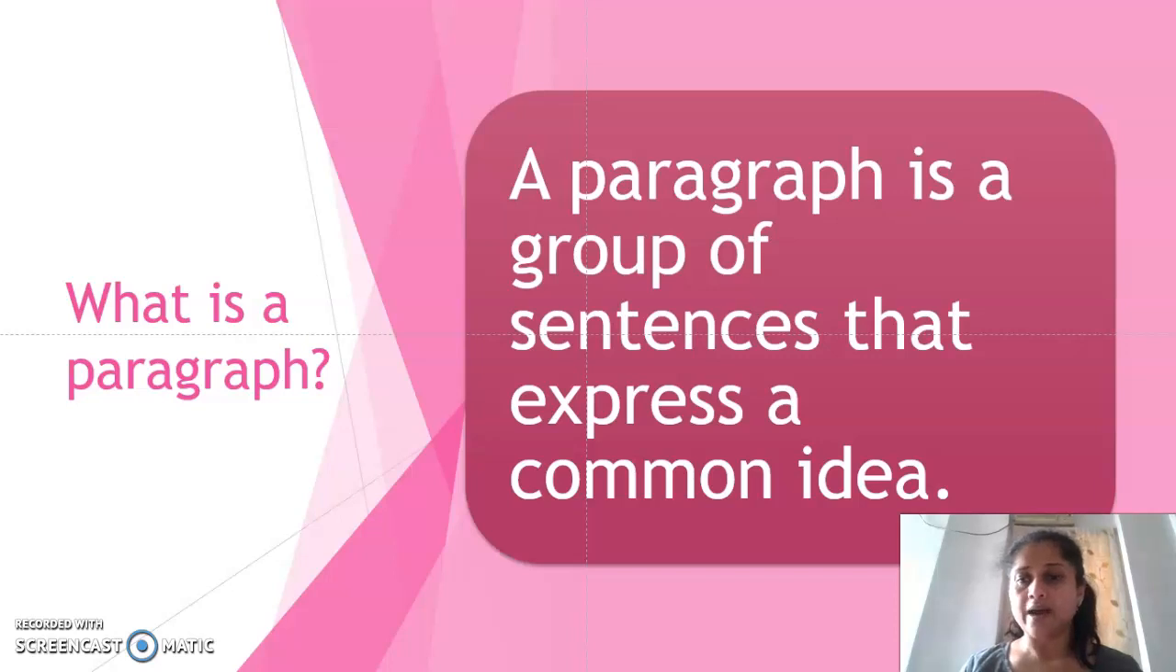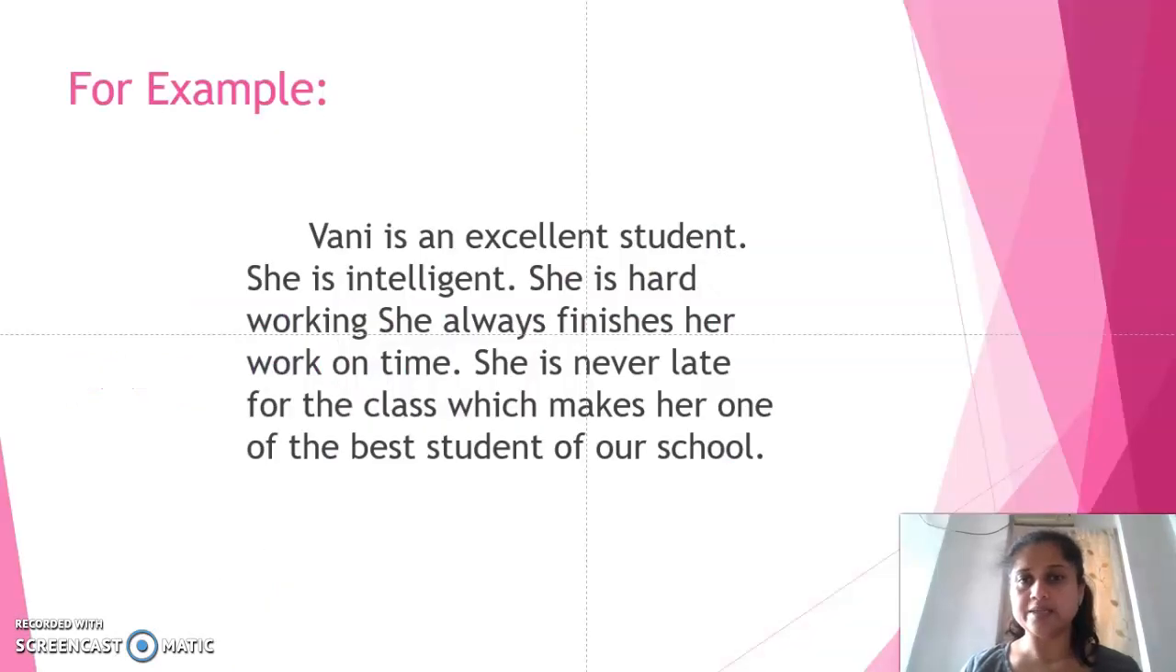We can understand it better by taking an example. Like, Vani is an excellent student. She is intelligent. She is hardworking. She also finishes her work on time. She is never late for the class, which makes her one of the best students of our school. Now you see, this is a paragraph.